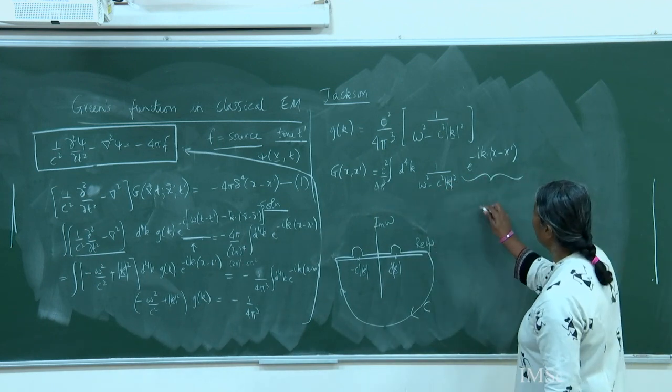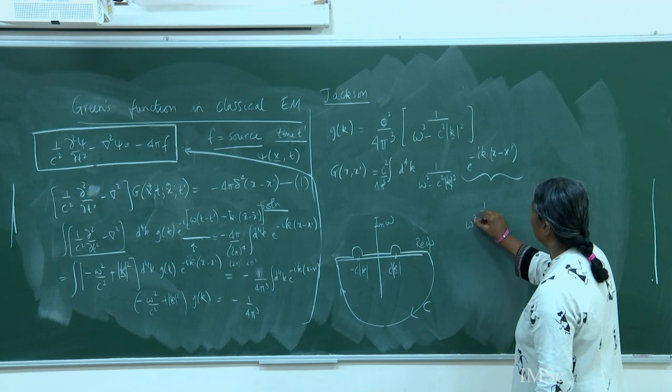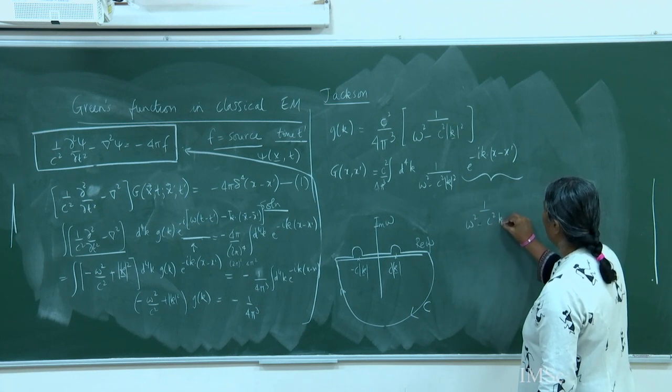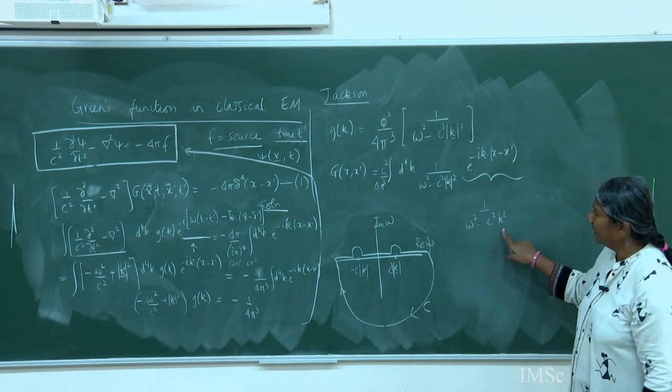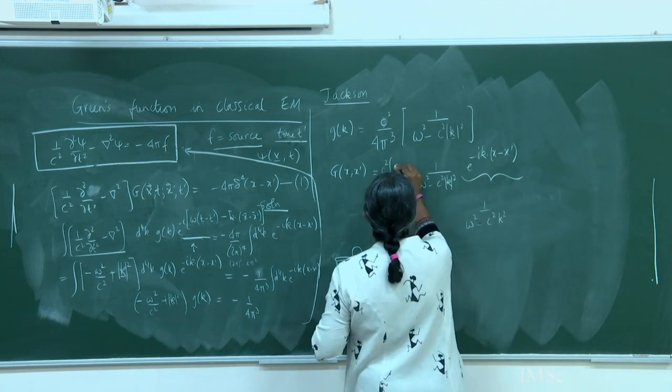So what will I have to write? This is a second order pole. So c squared. Okay, please forgive me. I am going to now write.